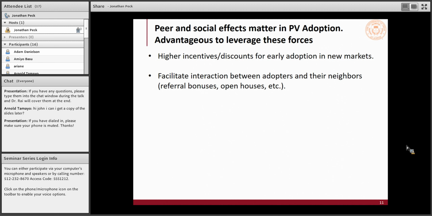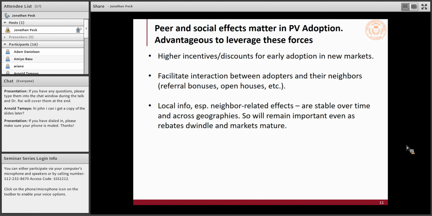At the installer level, facilitating interaction between adopters and their neighbors who have already gone solar. There are a couple of different ways of doing this, and there have been many experiments at the installer level doing some of this. Referral bonuses, open houses, and effectiveness will vary, but we know the process does play out. In terms of what might be more conducive for a particular installer, there is again going to be variation in how they may be able to leverage the bottom-up peer effects or not.